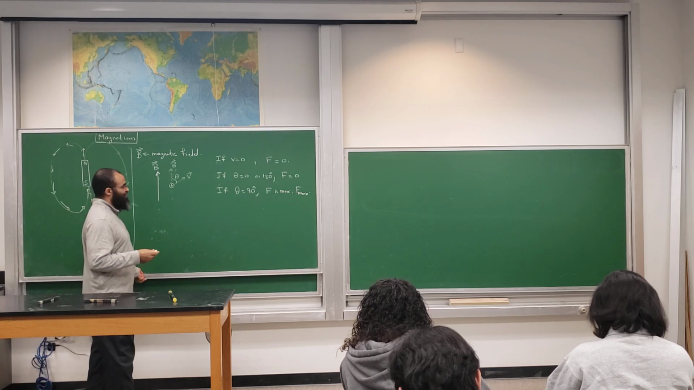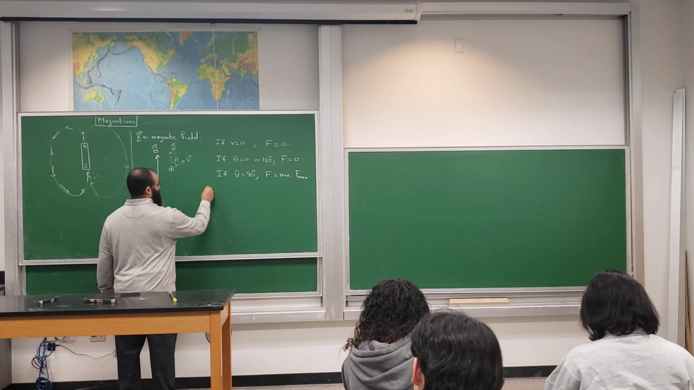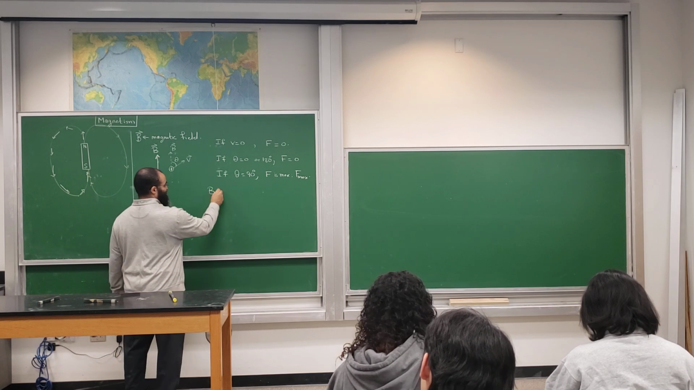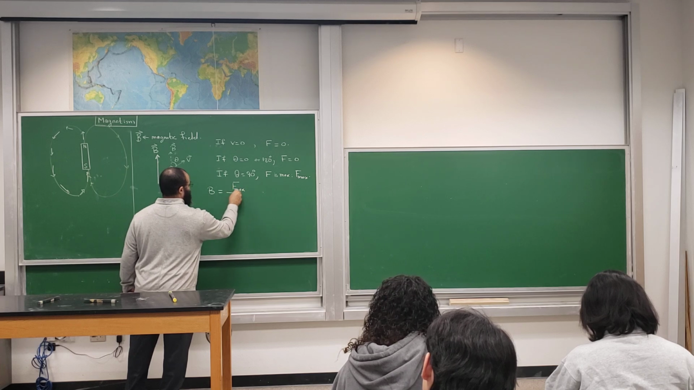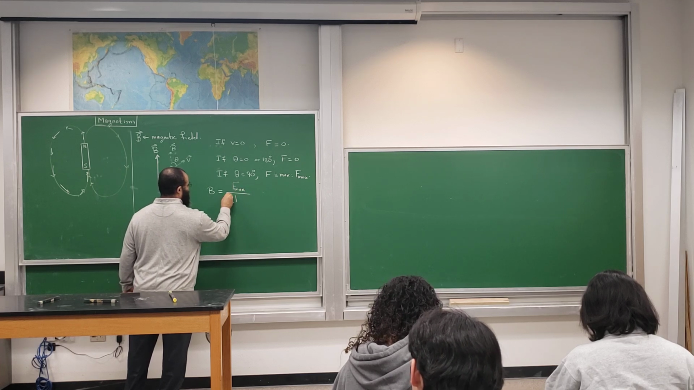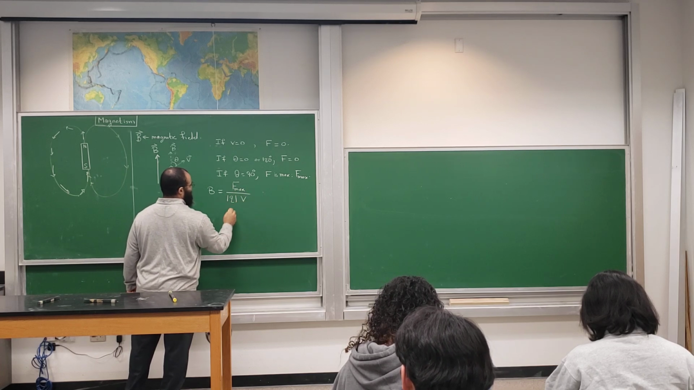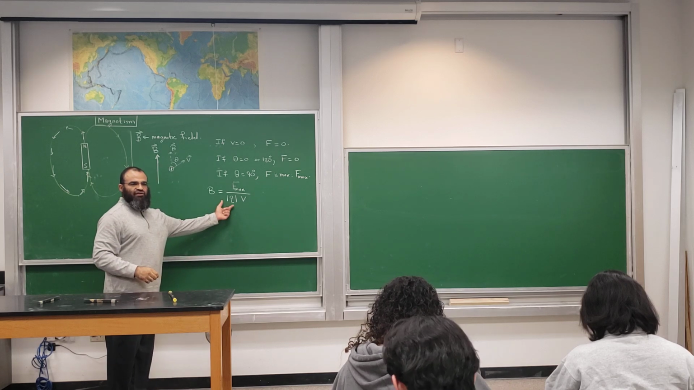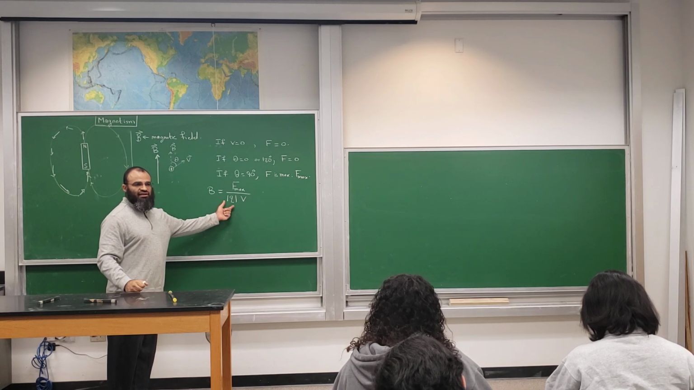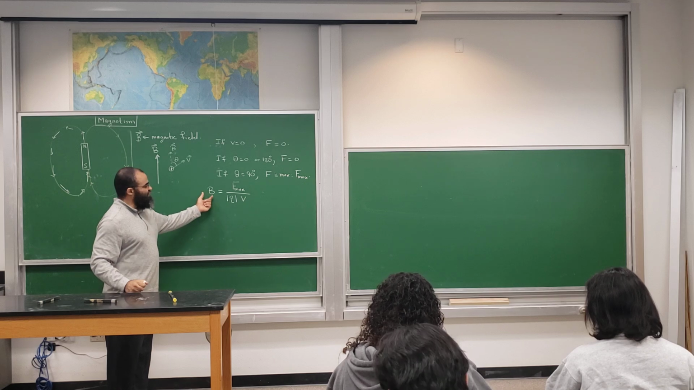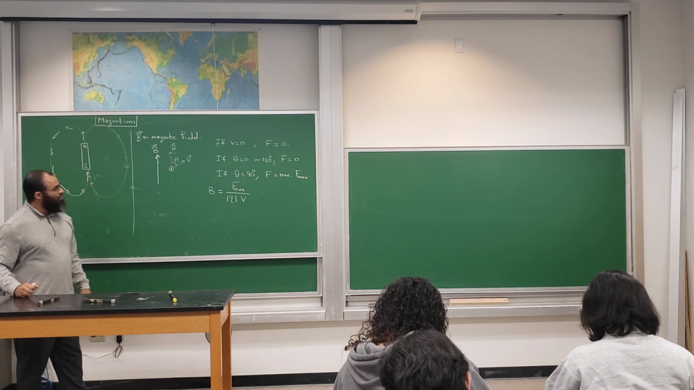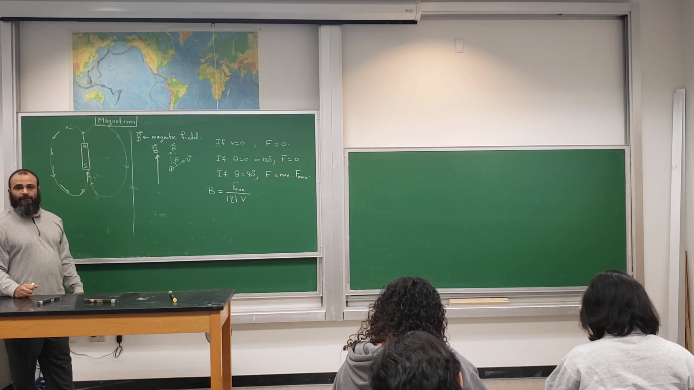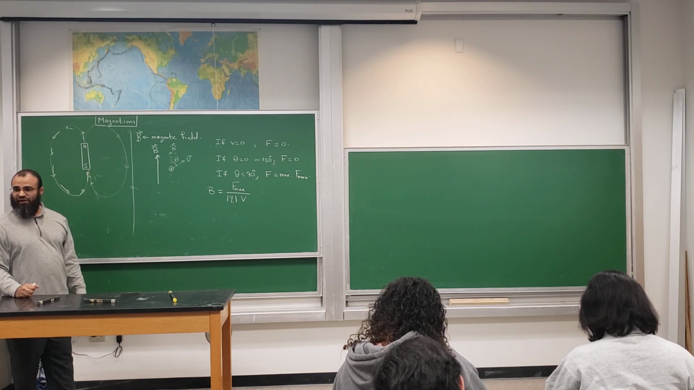The magnetic field's magnitude is the maximum force divided by the magnitude of the charge times the speed. I put absolute value for the charge because the charge can be plus or minus. So this is the magnitude of the field, so I get a positive sign. Make sense? So that's how you define the magnitude of the magnetic field.